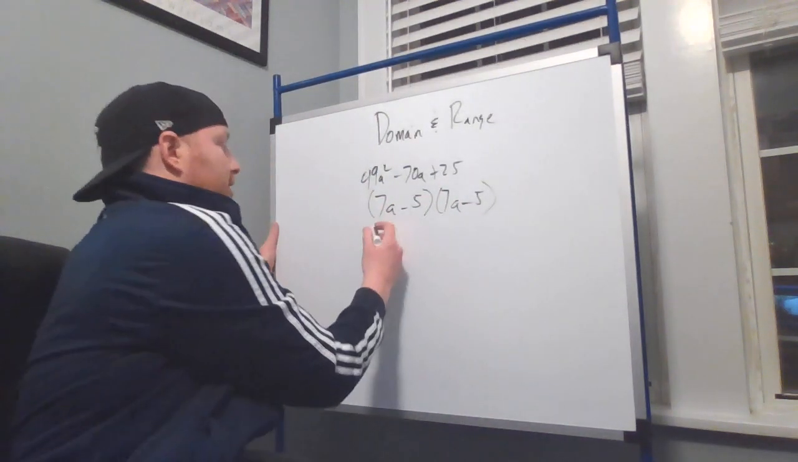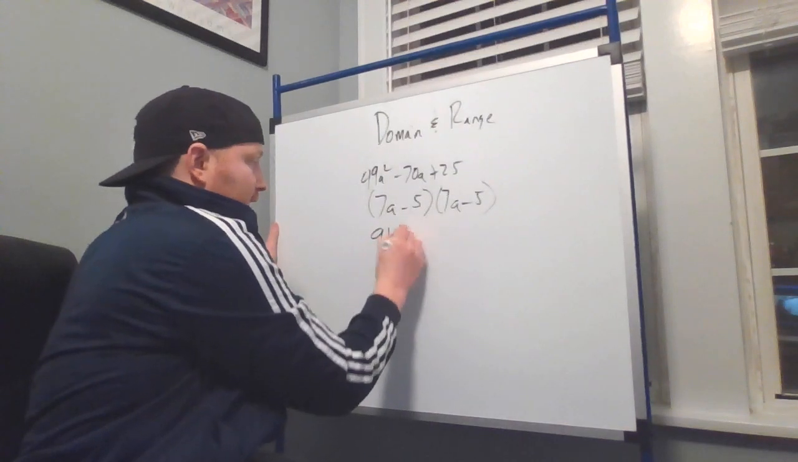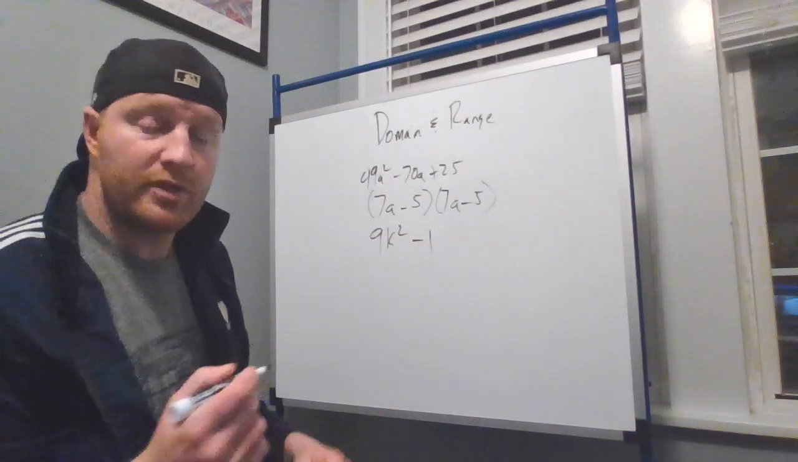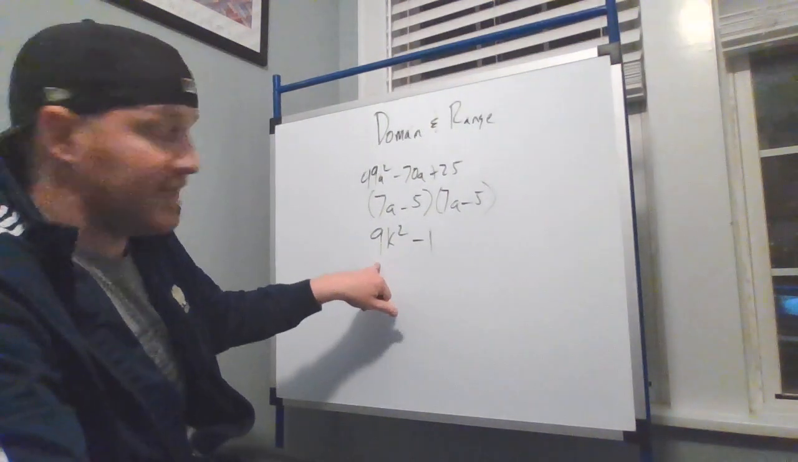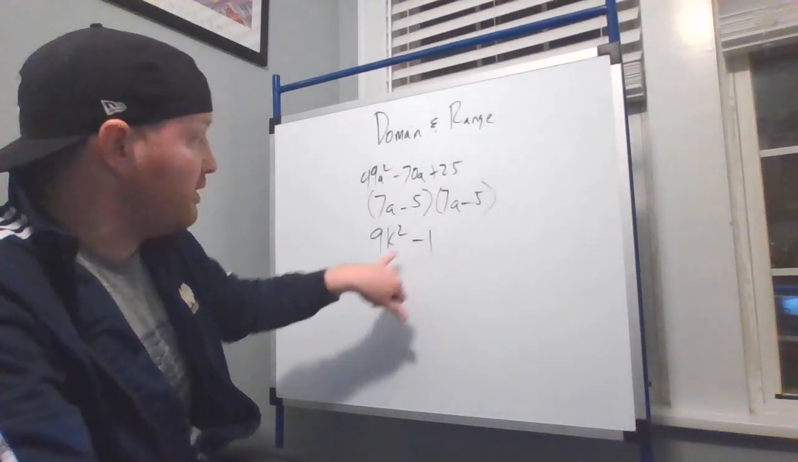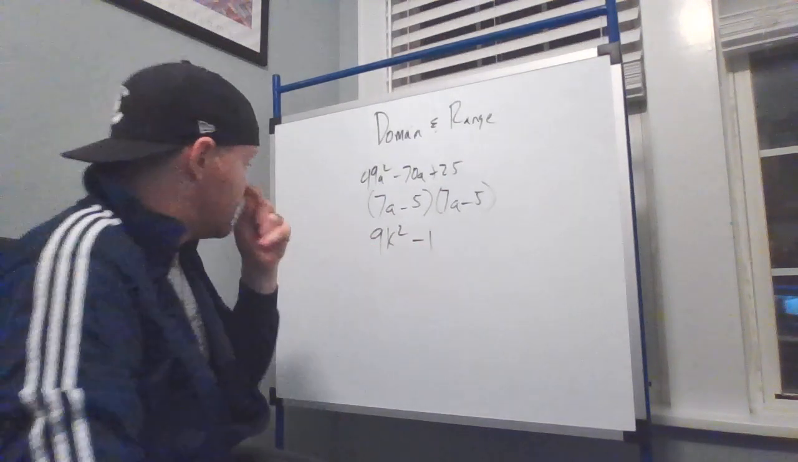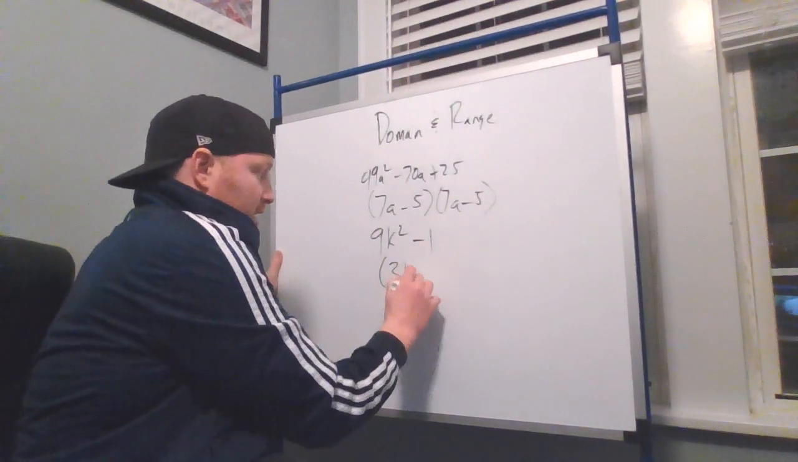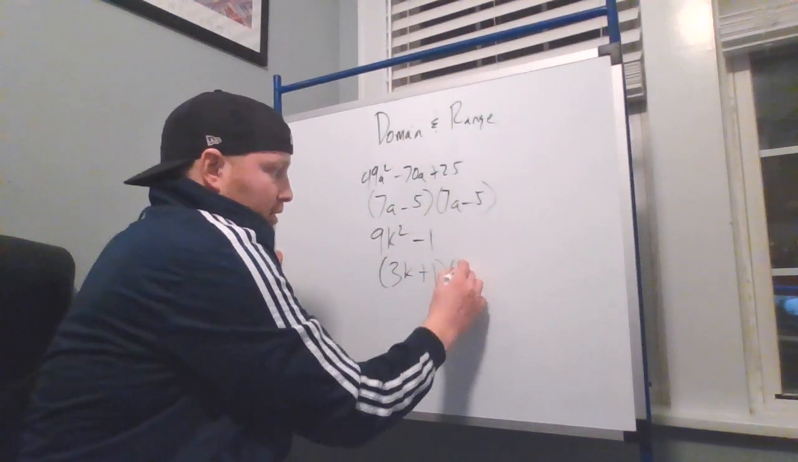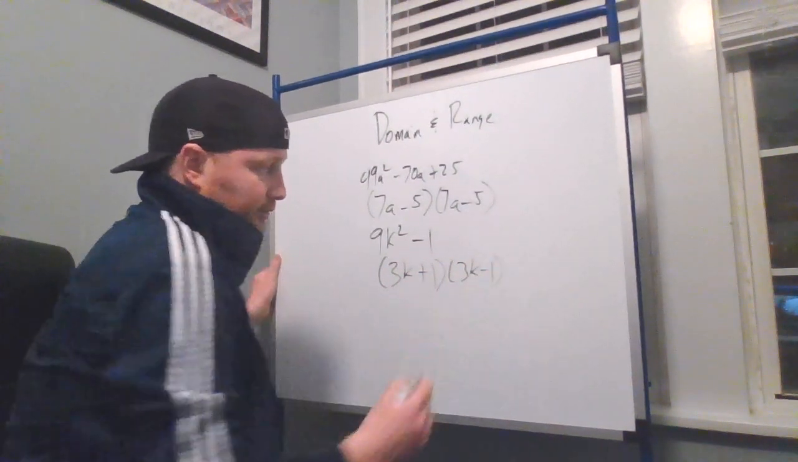Another one is going to be 9k squared minus 1. Also, this is a difference of squares. This happens to be nice because my coefficient's 9. The square root of that is 3. The square root of 1 is 1. So this happens to be, because it's negative, there's no middle term. This is 3k plus 1, 3k minus 1.